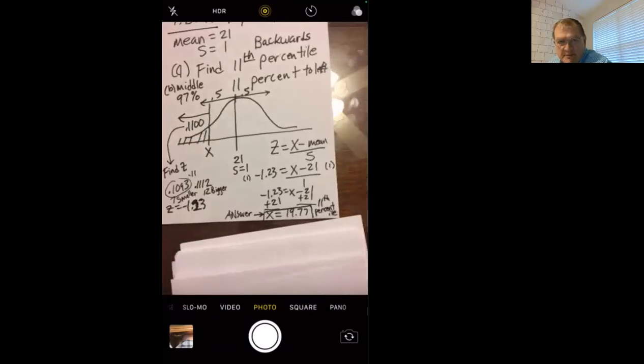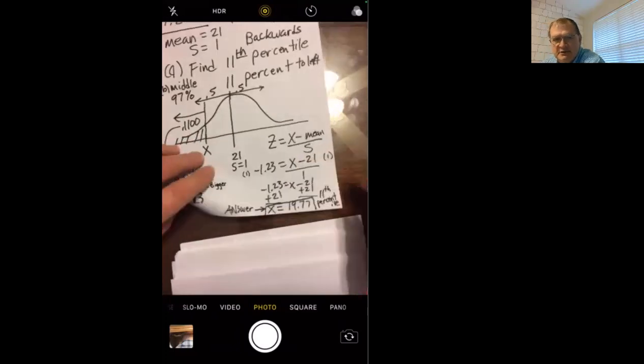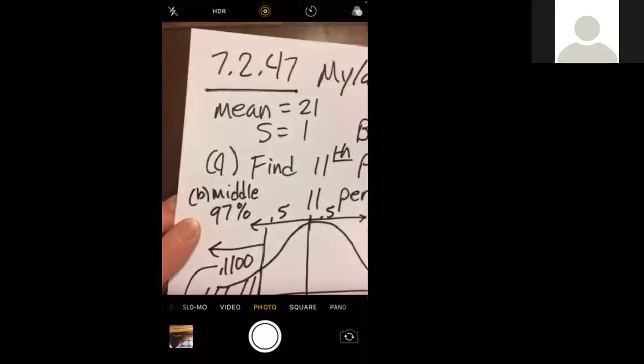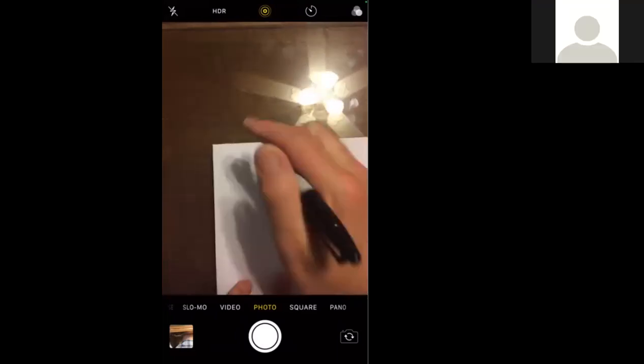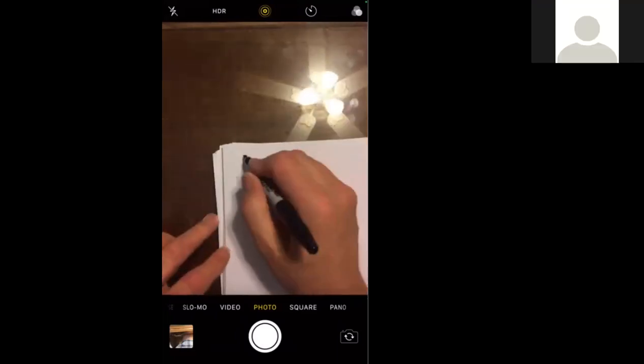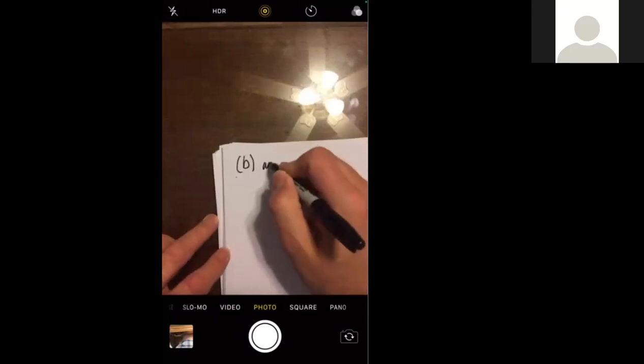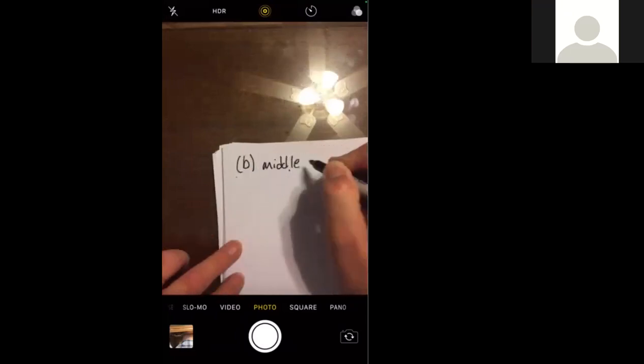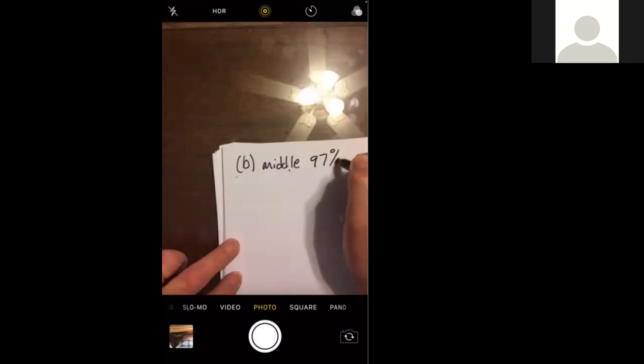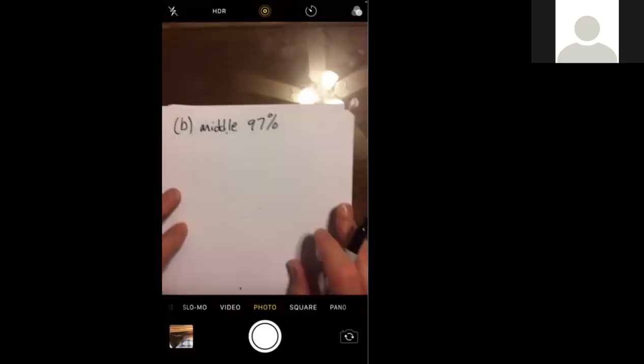If you want to see part B, middle 97%. Okay. Part B says middle 97%. There will be 0.97.